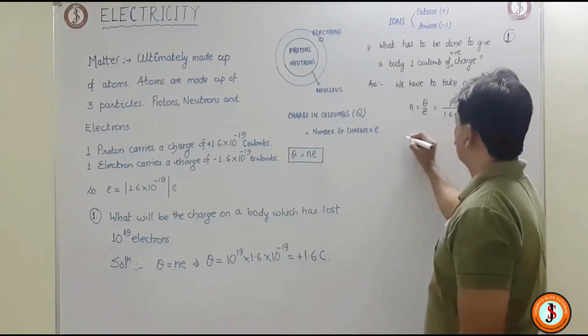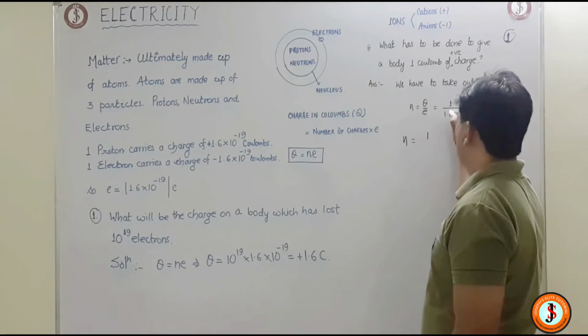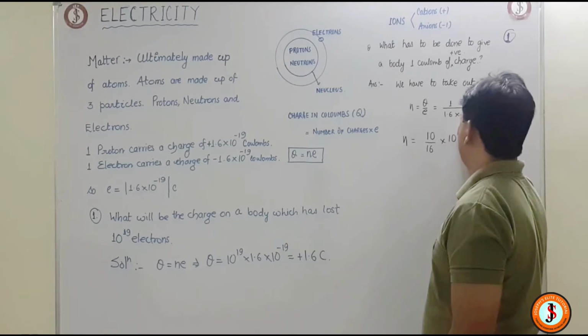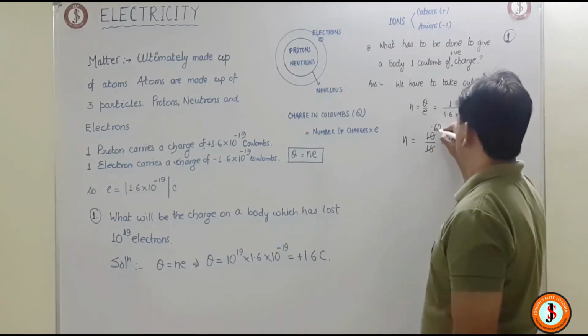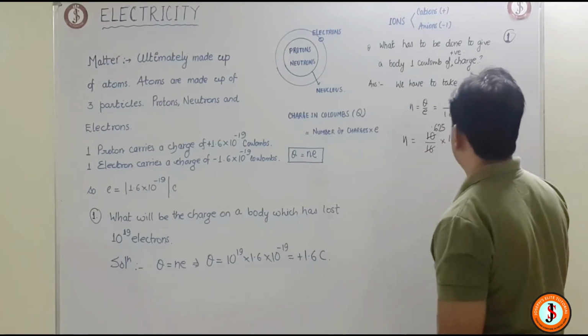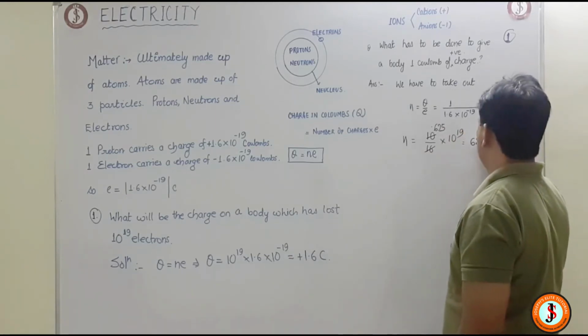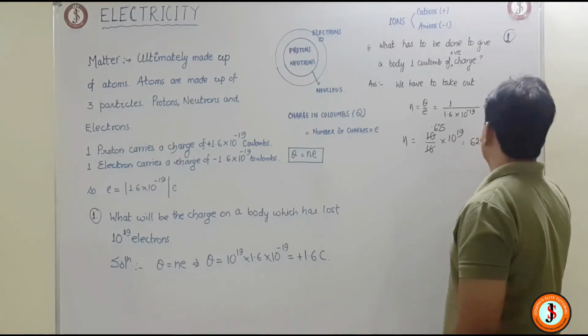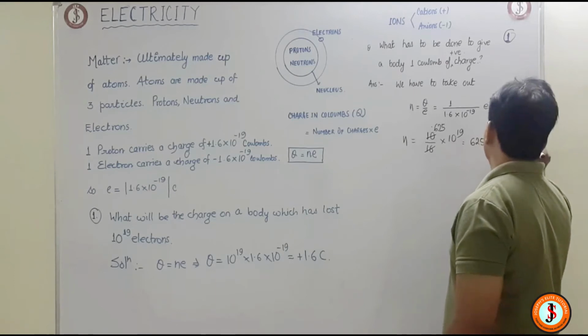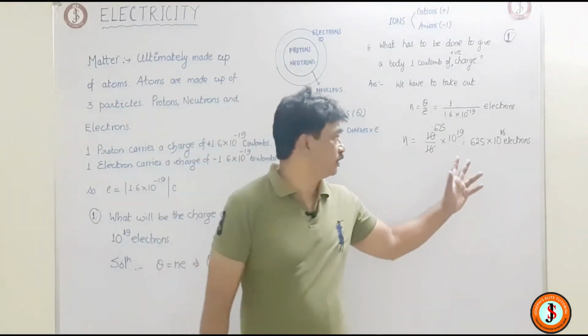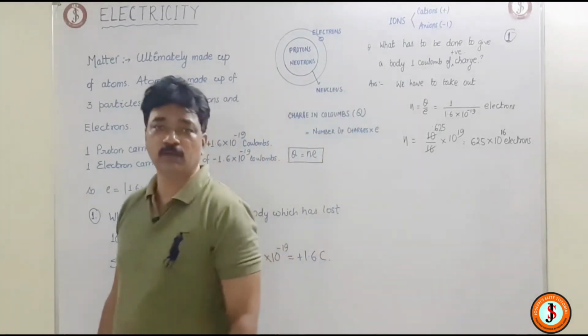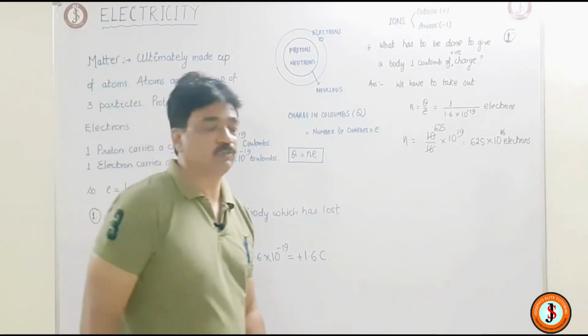So we can solve it. So 10 by 16 into 10 to the power 19. This goes on to 0.625 into, so it will be 625 by 1000, that means 3 zeros less, so 16 electrons has to be removed. So if you take out this many electrons from a body, what will happen? The body will carry unit positive charge.